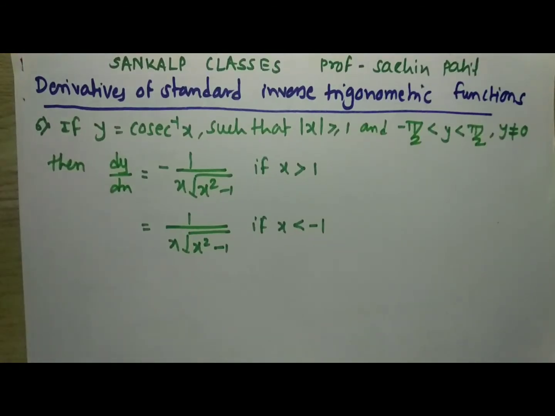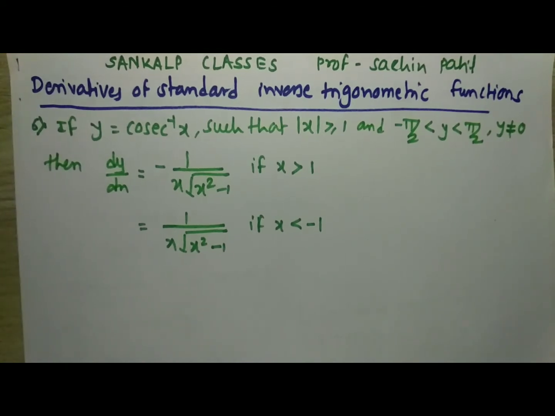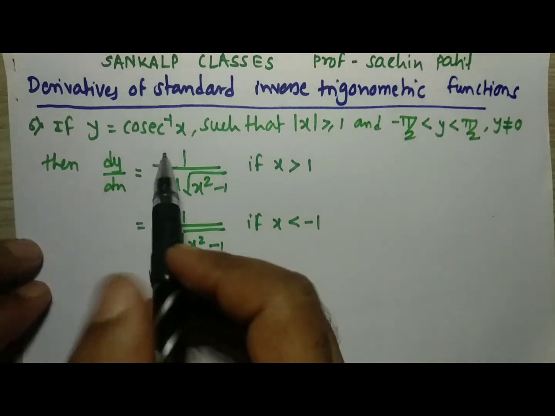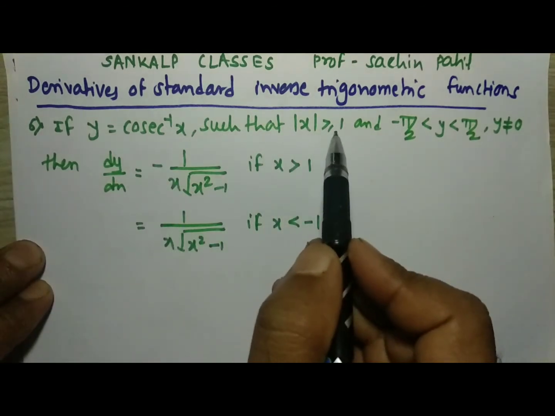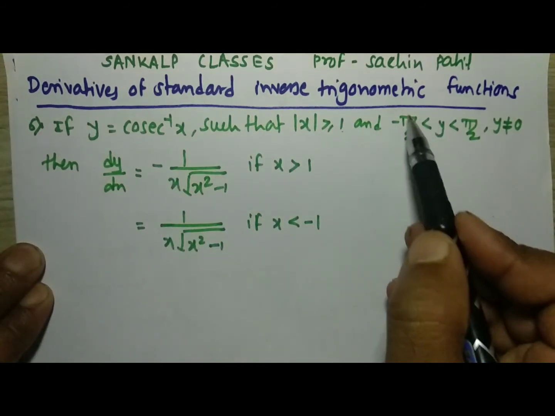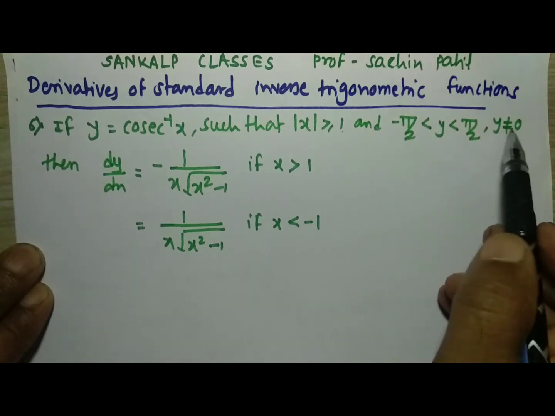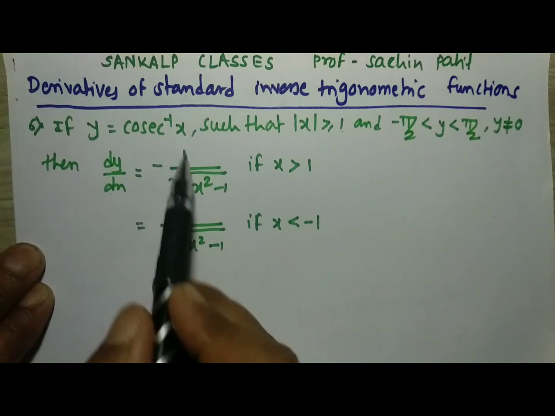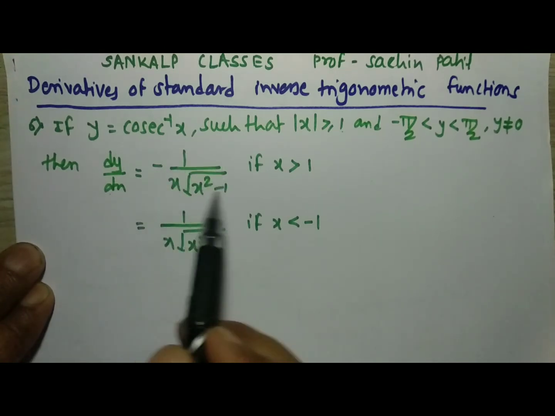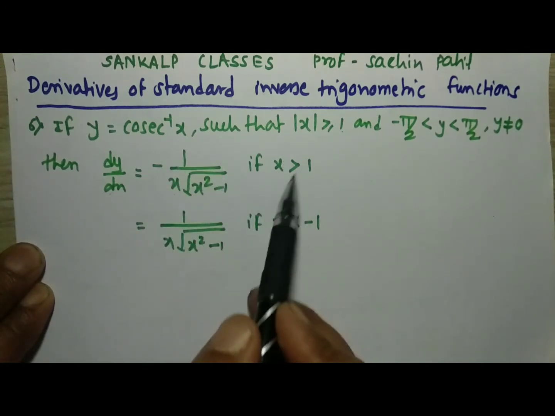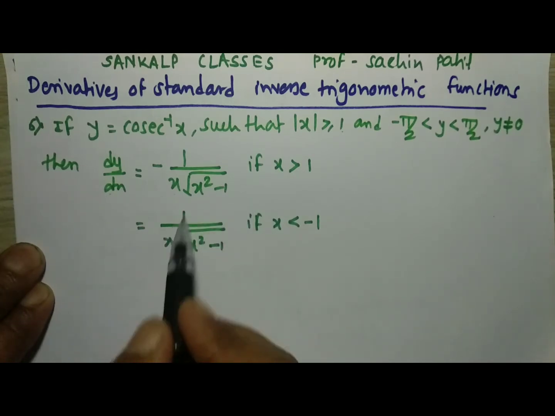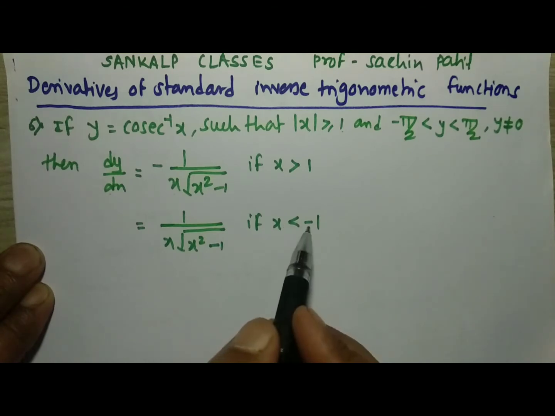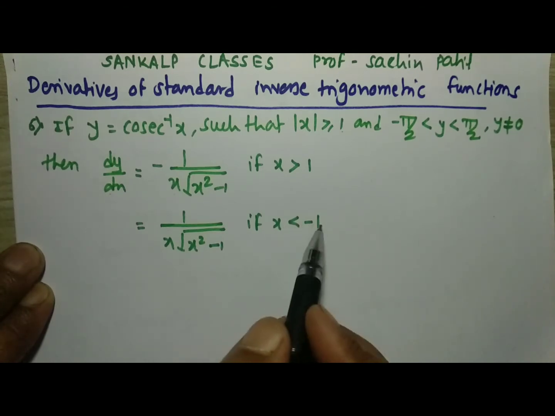Next, the standard inverse trigonometric function is y equal to cosec inverse x, with mod of x greater than or equal to 1, and y in between minus pi by 2 and pi by 2, with y not equal to 0. At that time dy by dx is equal to minus 1 divided by x into square root of x square minus 1 if x is greater than 1, and it is 1 divided by x into square root of x square minus 1 if x is less than minus 1.